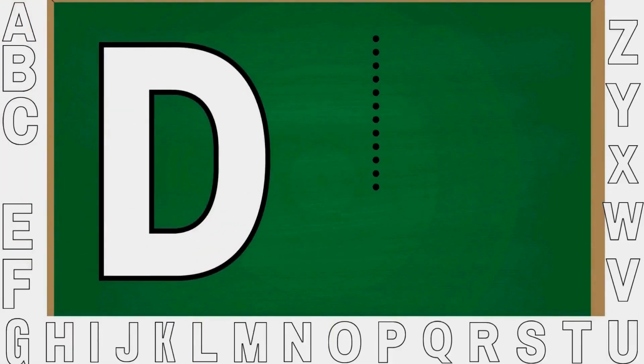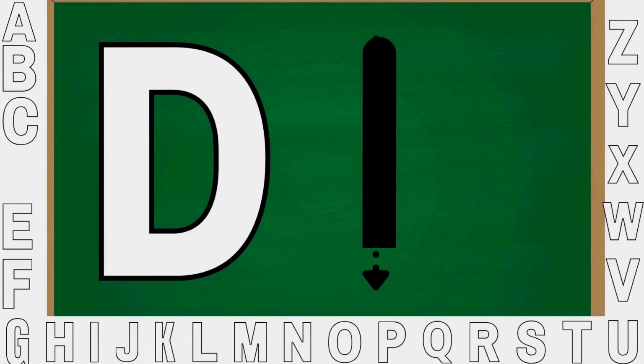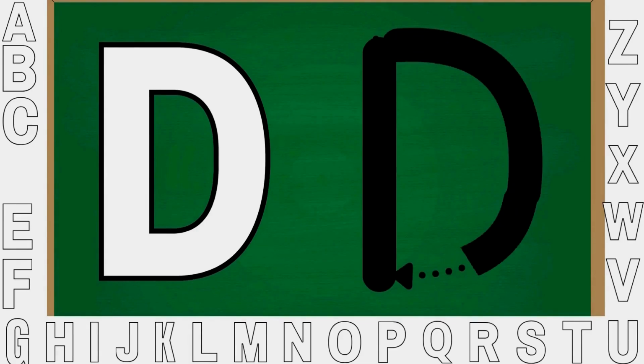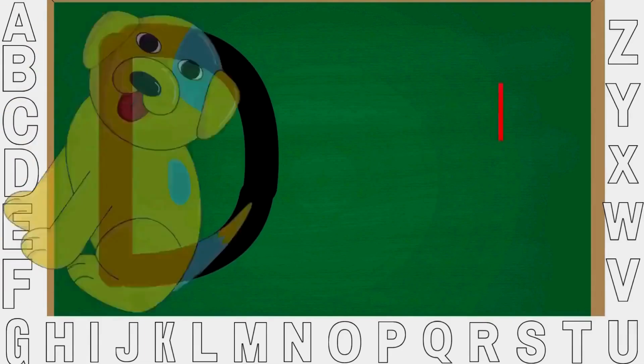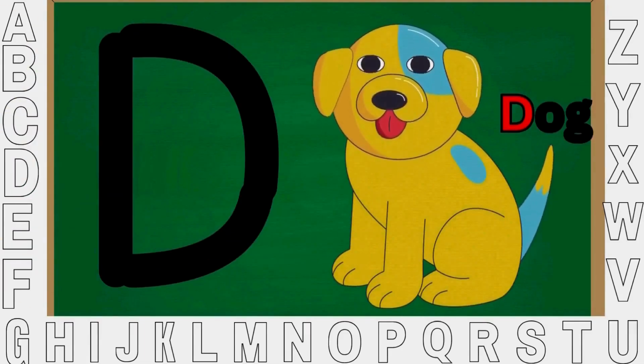D. Draw a vertical line. Add a large half circle to the right of the vertical line. D. D is for dog.